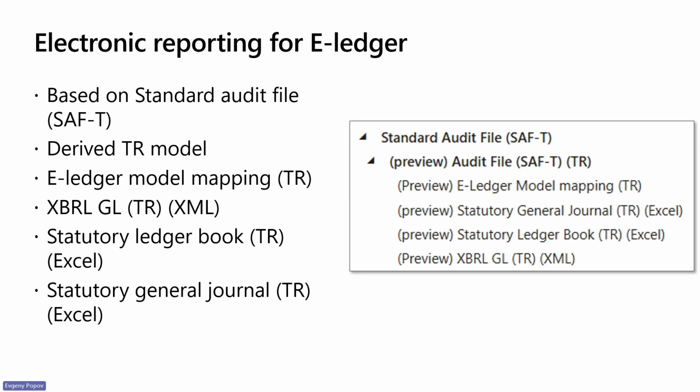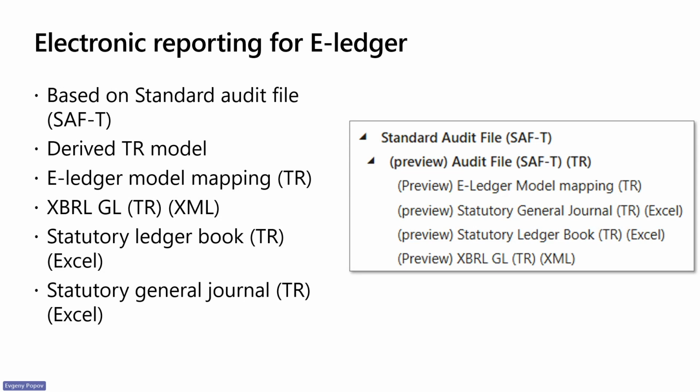later in this presentation. The electronic reporting configuration for e-ledger is based on the standard audit file SAF-T model, which is an international standard for the electronic exchange of accounting data and audit reporting. The model is extended for Turkey to include some Turkey-specific data elements, and the configuration also includes a proprietary model mapping. So we are not using the standard SAF-T model mapping, but we have a special model mapping to link the data model to the e-ledger pool structure.